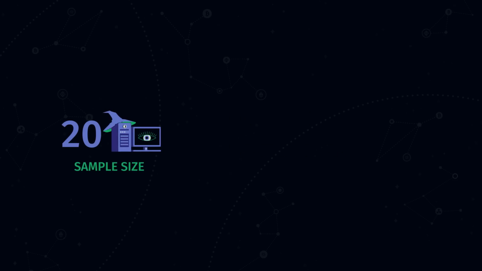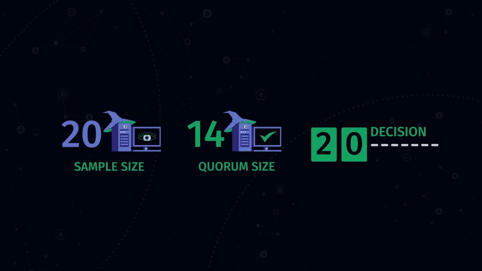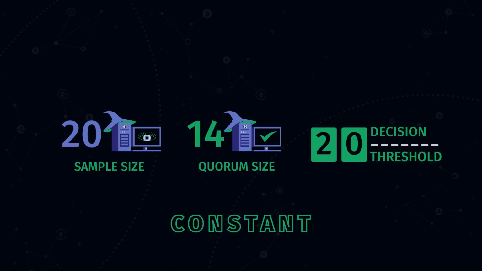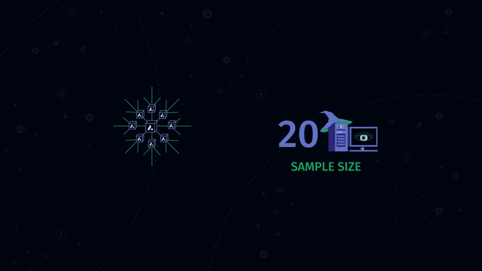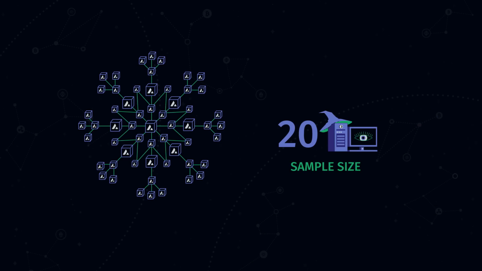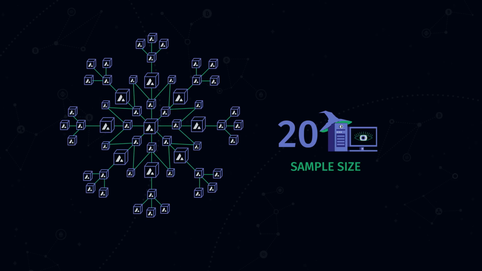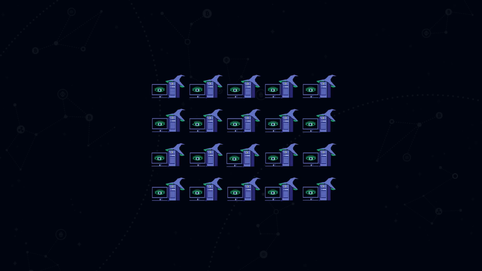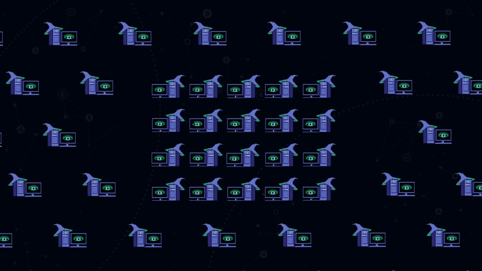The sample size, quorum size, and decision threshold values are constant and quite small on Avalanche. As the network evolves, the sample size value remains unchanged, which means the algorithm is very scalable and is referred to as subsampling. The number of consensus messages sent per node will remain the same, no matter how many participants there are on the network, and a node will query 20 nodes, even if there are thousands of nodes.